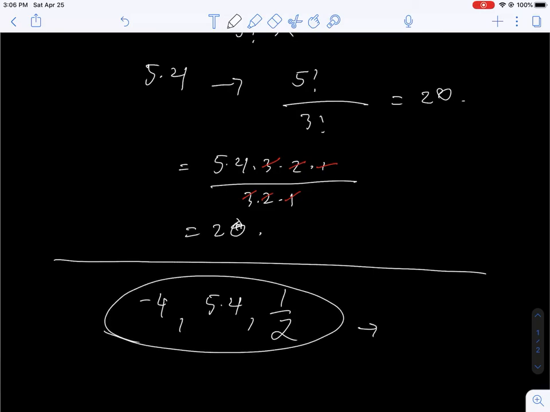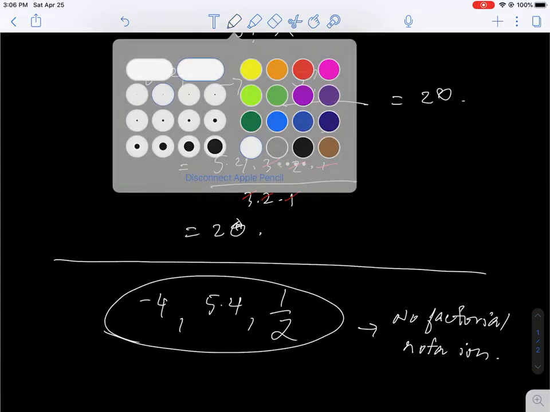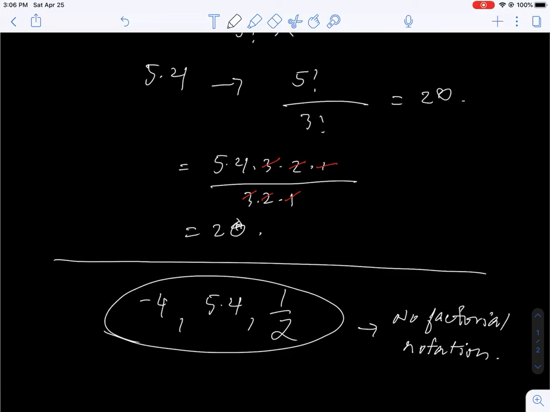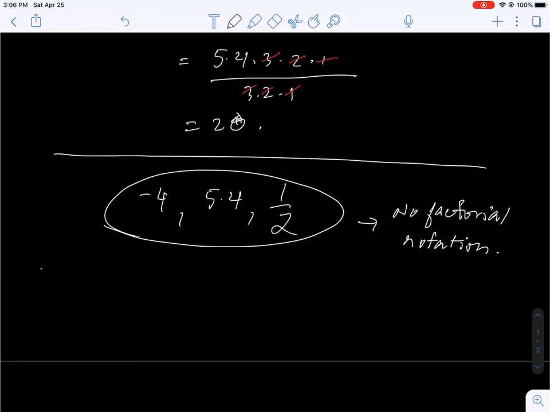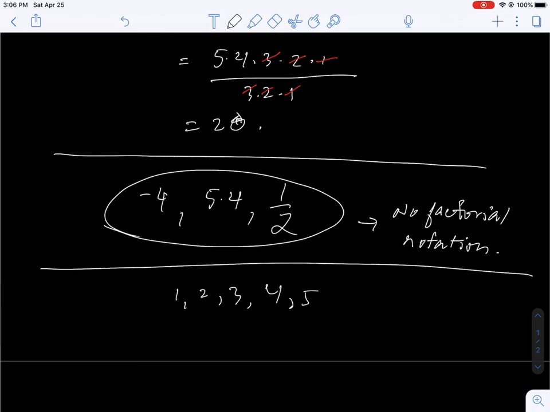So no factorial notation for these. Factorial notation can only be for natural numbers, so you can say 1, 2, 3, 4, 5, and so on. Okay, thank you very much.